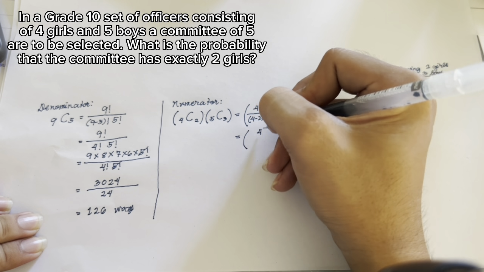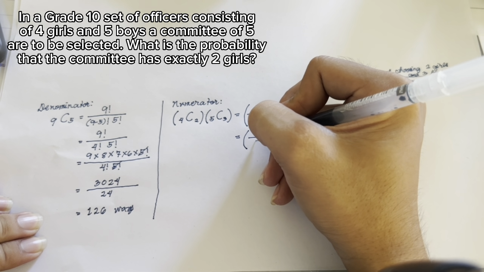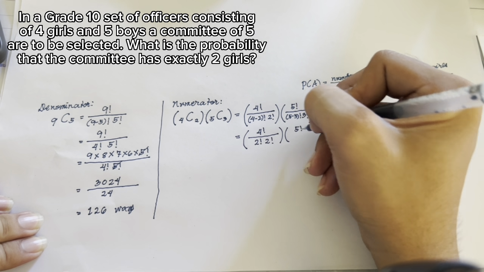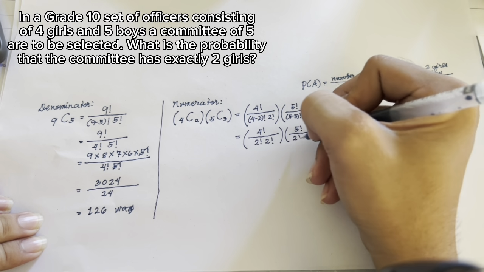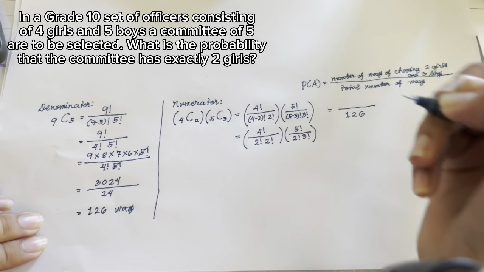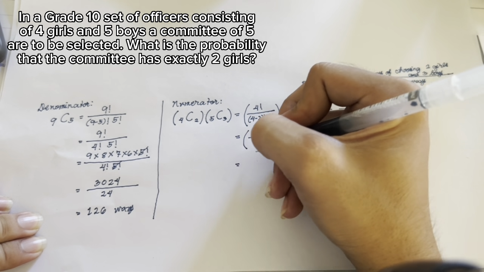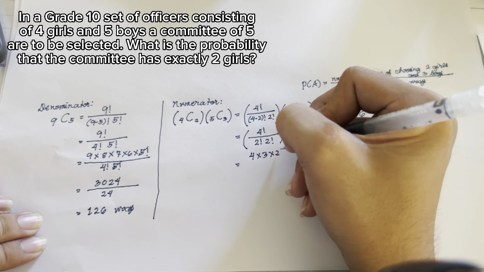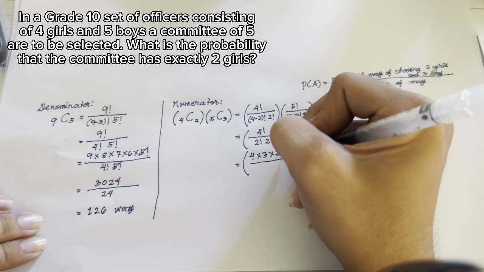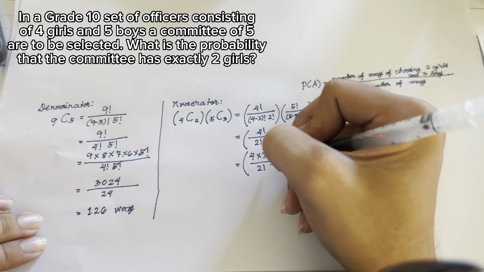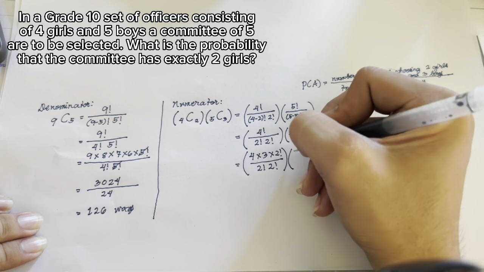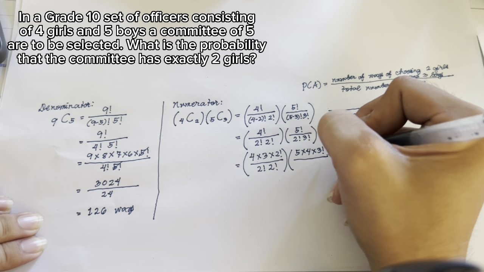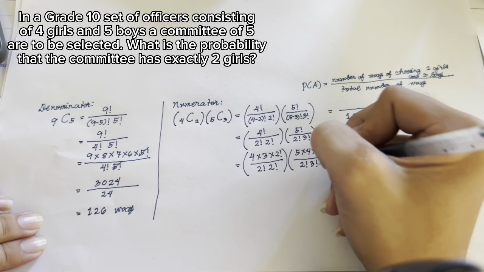So copy 4 factorial over 4 minus 2 is 2 factorial times 2 factorial. Copy 5 factorial over 5 minus 3 is 2 factorial, then we have 3 factorial. Okay? Let's simplify. 4 times 3 times 2 factorial over 2 factorial times 2 factorial. We have here 5 times 4 times 3 factorial, so there is a 3 factorial at the bottom to cancel.